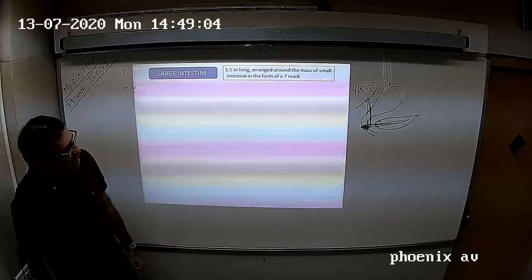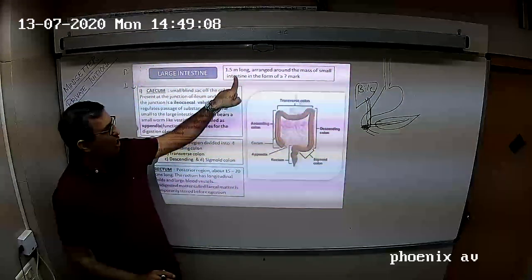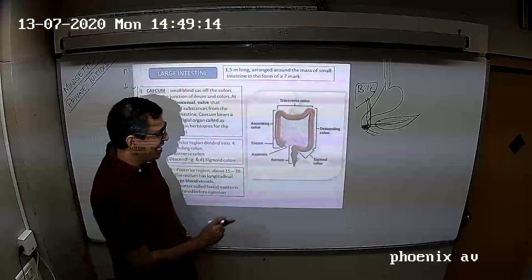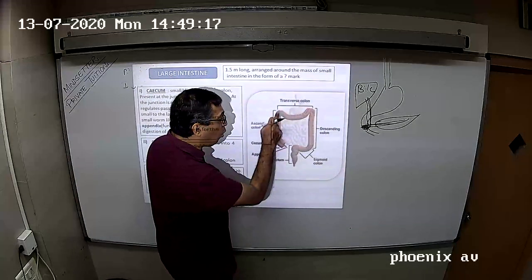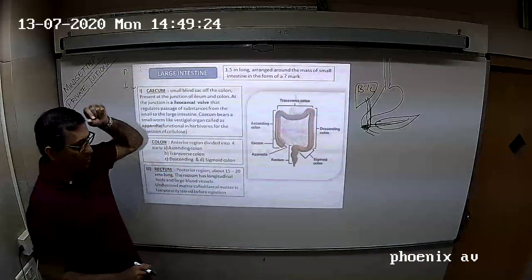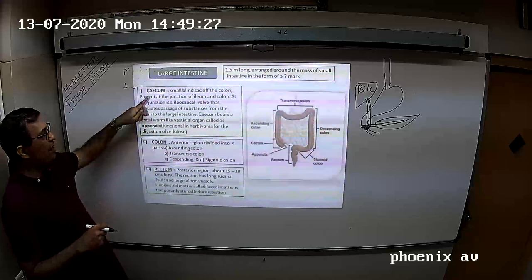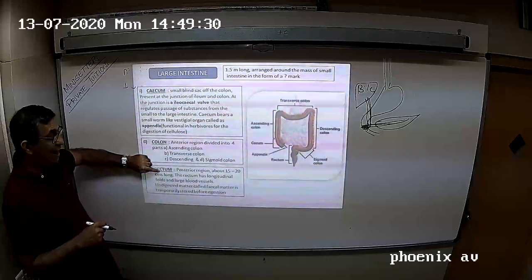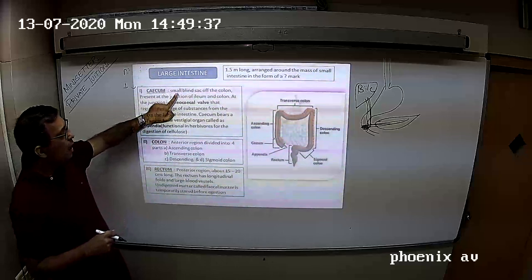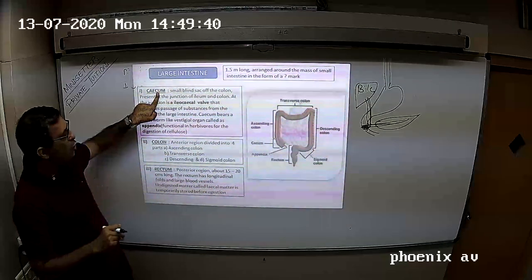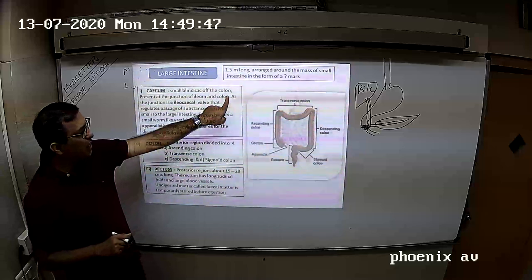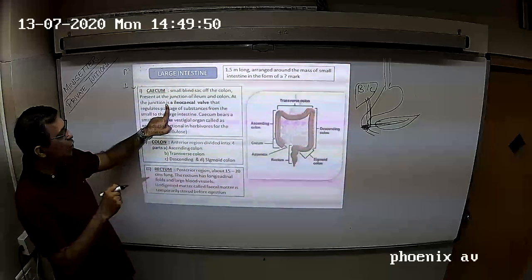The large intestine is a 1.5 meter long structure arranged around the small intestine in the form of a question mark. Yeh hai large intestine, shaped like a question mark, 1.5 meters long. It has three distinct parts: cecum, colon, and rectum. The ileum opens into a small part called the cecum, a small blind sac of the colon.